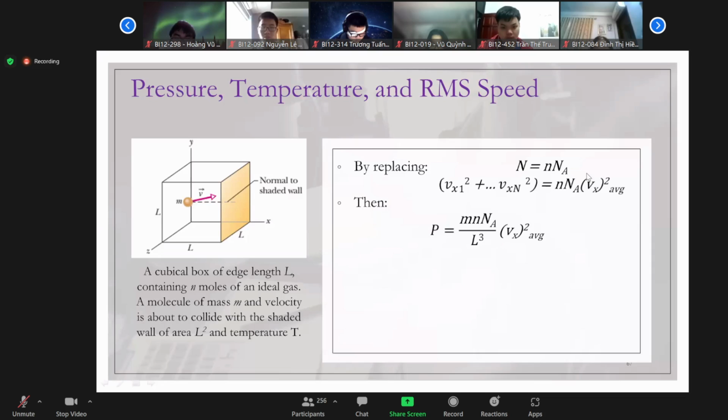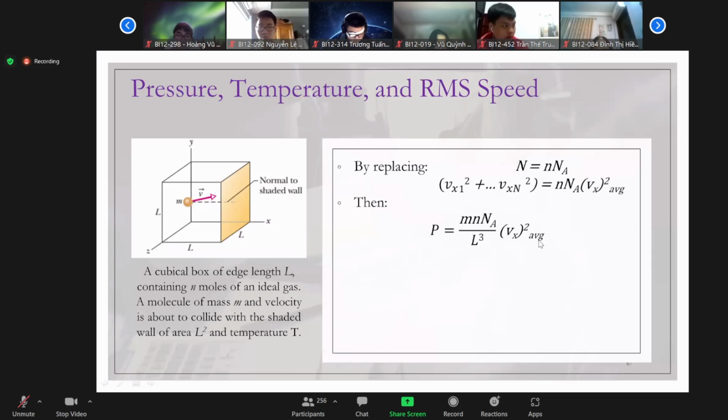We continue. We replace once again to calculate the pressure. Okay, once we already define this one, we replace this one. Then we will have the pressure that can be written like this with a new term that we will define. Okay, the V average squared here we will define.